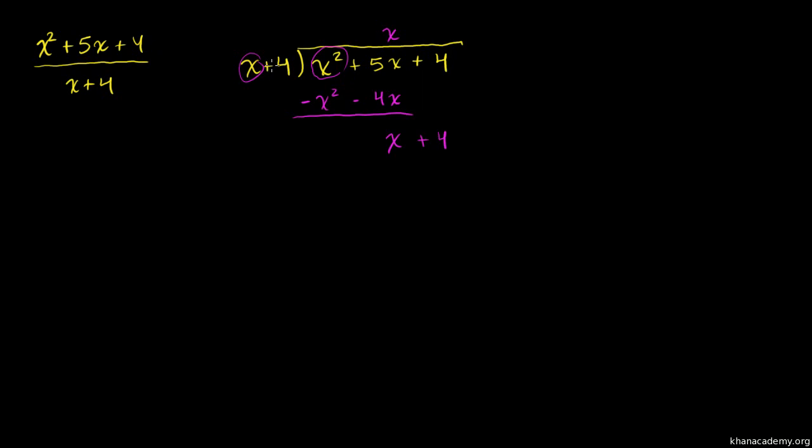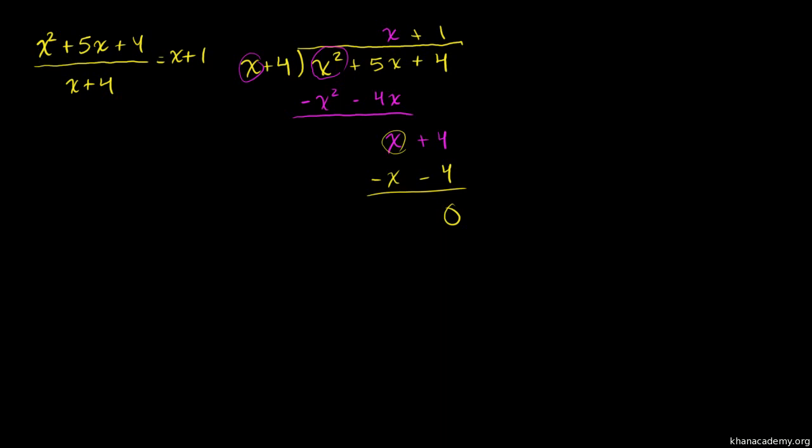X plus 4, and you could even see this coming. You could say x plus 4 goes into x plus 4, obviously one time. Or you could just look at the leading terms and say, well, x goes into x how many times? Well, one time. Plus 1. 1 times x is x. 1 times 4 is 4. We're going to subtract them from up here. So it cancels out. So we have no remainder. So this right here is equal to x plus 1.